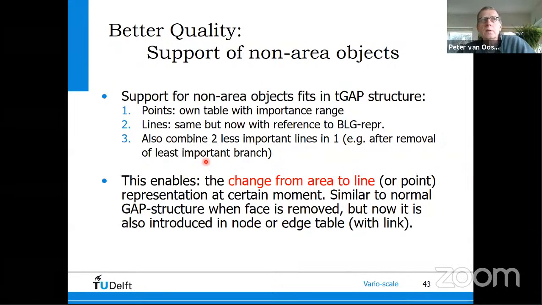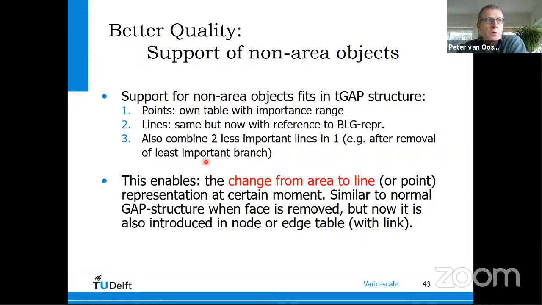Another thing is that the TGAP at the initial moment only supported area objects, but in reality there are also line objects and point objects. They do fit well in the table structure. We already had this table for the nodes and the edges, and we could not only use the nodes and edges to represent area objects in the topology structure, but the nodes and the edges could also be used to represent point objects and line features. So it fits really well in the existing structure and all other primitives.